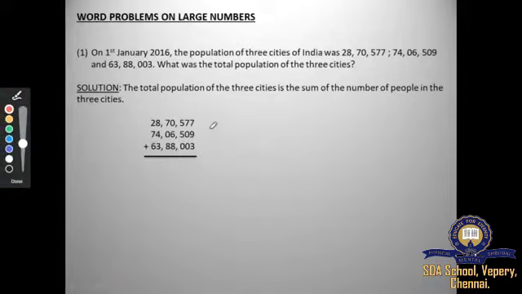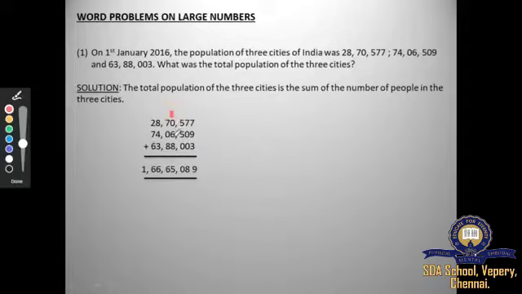An important note: when you write the numbers, always the ones digit should come on the same line, followed by the tens digit, hundreds, thousand, 10,000, lakhs and 10 lakhs. Similarly, when you start adding, you have to start from the ones place. When you add 7, 9 and 3, you will get 19. So 9 here and 1 will be carried here. Then 7 plus 1 will give you 8. 5 plus 5 will be 10. So 0 here, 1 will be carried here.